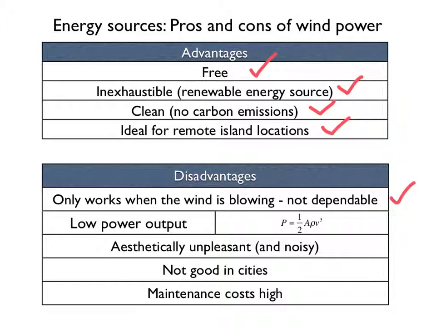So even a moderate breeze is not going to generate much electricity. So it's not very dependable. You need to have some backup power. The output is relatively low, and again, that's calculated by the equation we just looked at.